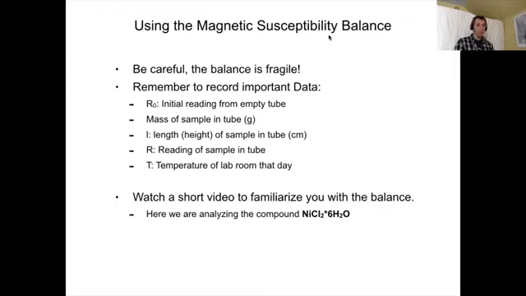The other thing that's important is to make sure we record all of the data we need. So it's important that we first record the initial value of our empty tube in the balance. We need to know the mass of the sample that we put in the tube. We need to know the height of the sample that we put in the tube. We then need to record the reading of the sample within the tube, and then the temperature of the lab that day. Forgetting any of these means we can't actually continue with the calculations. So we need to make sure we have all of those.